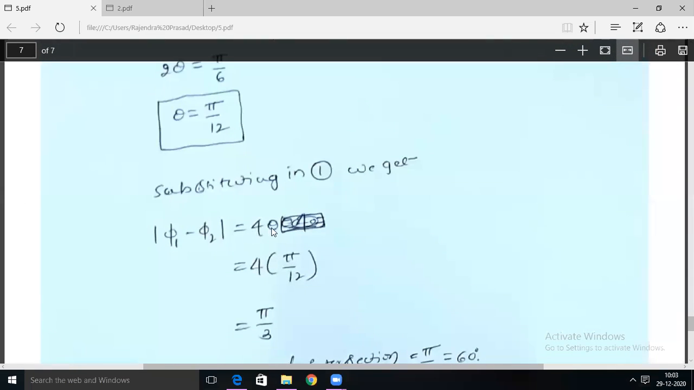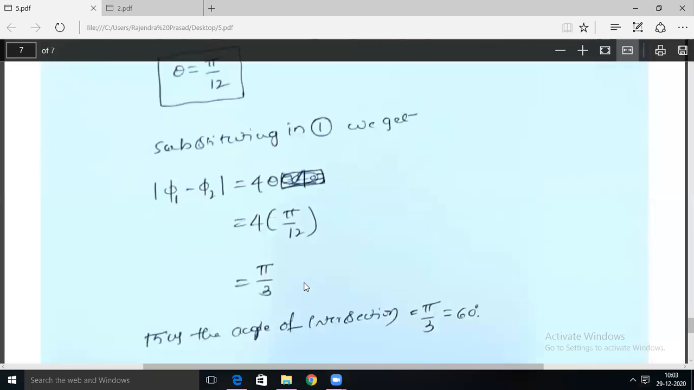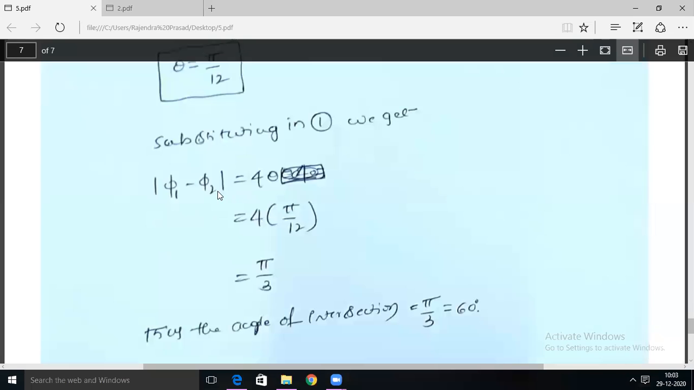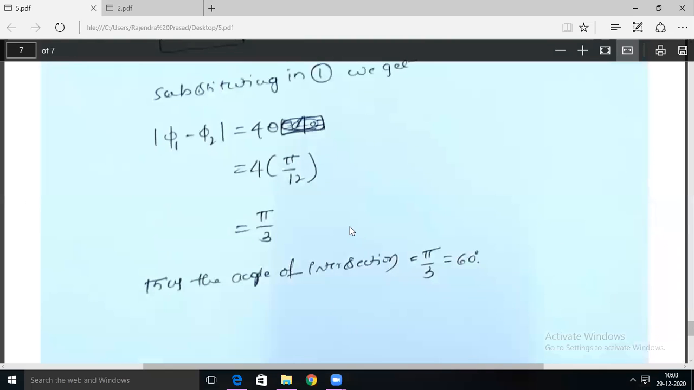In place of theta, we substitute pi by 12. So we get 4 into theta, and the theta value we already have from the given pairs of equations, that is pi by 12. 4 ones are 4, 4 threes are 12. So angle of intersection phi 1 minus phi 2 is equal to pi by 3. Pi by 3 is nothing but 60 degrees. Is it clear? Understand this one?